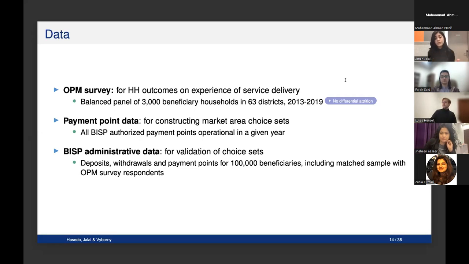So we realize that our survey sample is limited. So markets that we construct using payment point data may not be very representative of what people think of as markets. So what we do is we take an additional 100,000 randomly selected people from the BISP administrative data for whom we observe their transactions as well as where they go to make those transactions, and are therefore able to use this wider data, but also less rich data, to just validate our approach so far.